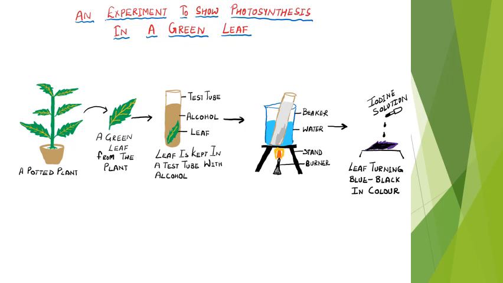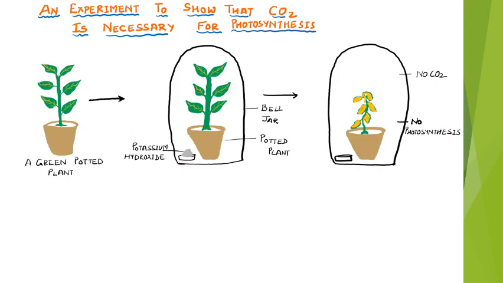Thus the change in color of the leaf to blue-black on adding iodine solution indicates or proves the presence of starch in it. And how can the starch come into that leaf? It is because of photosynthesis. I hope the first experiment is clear to you all.